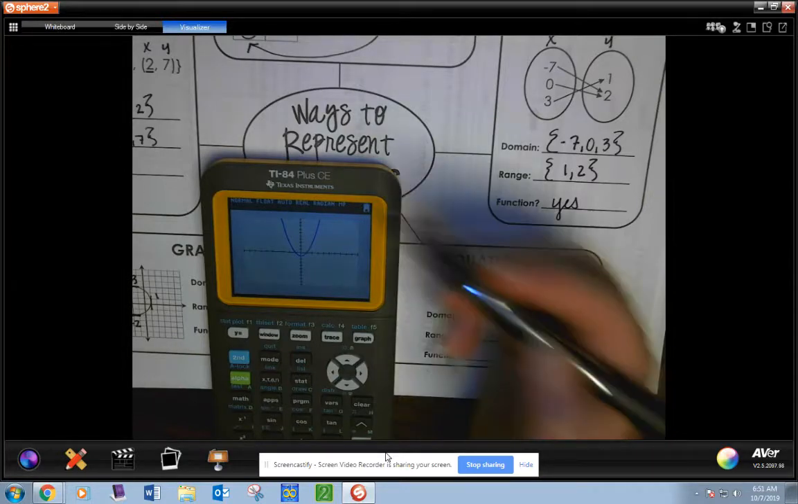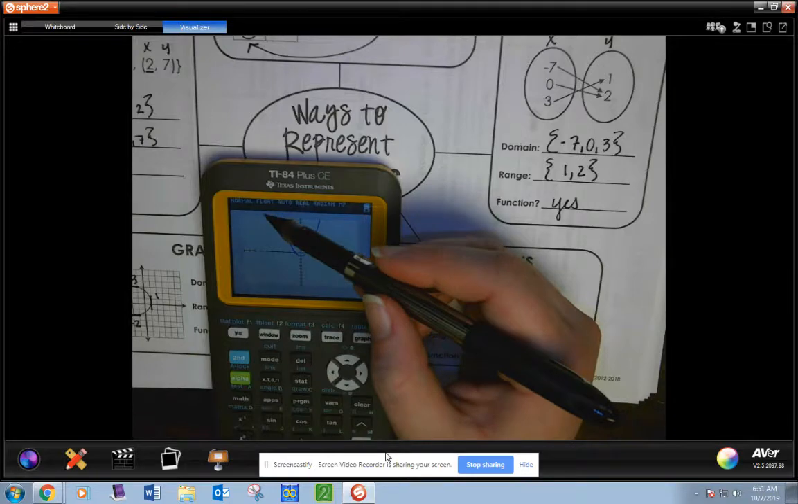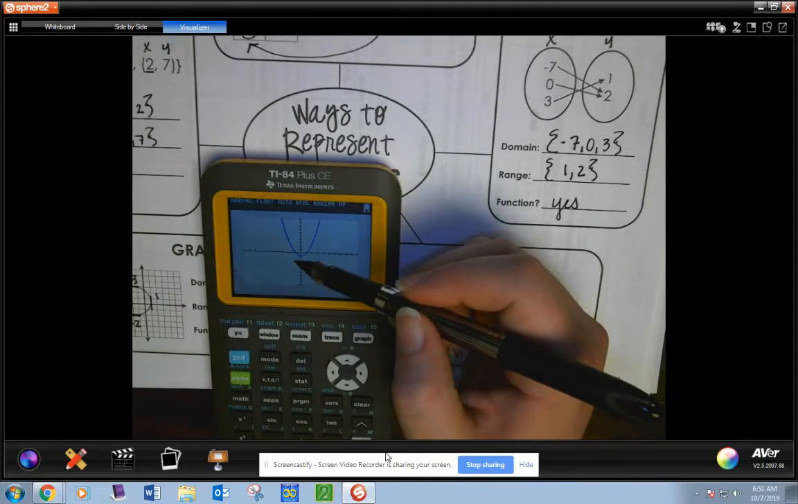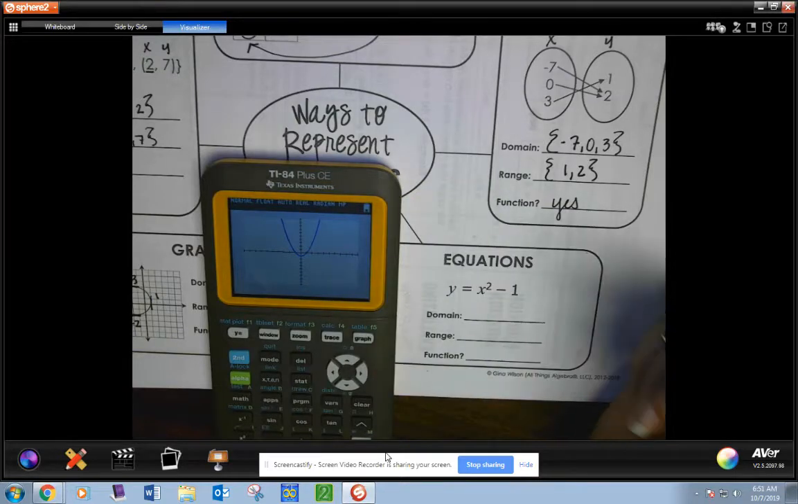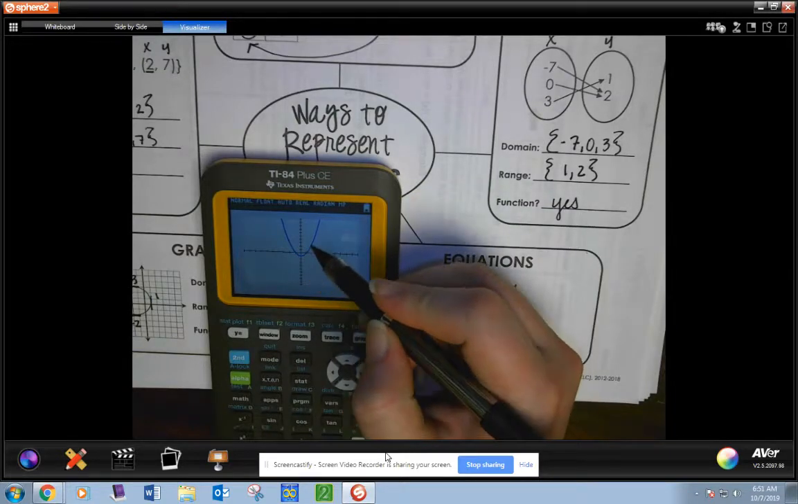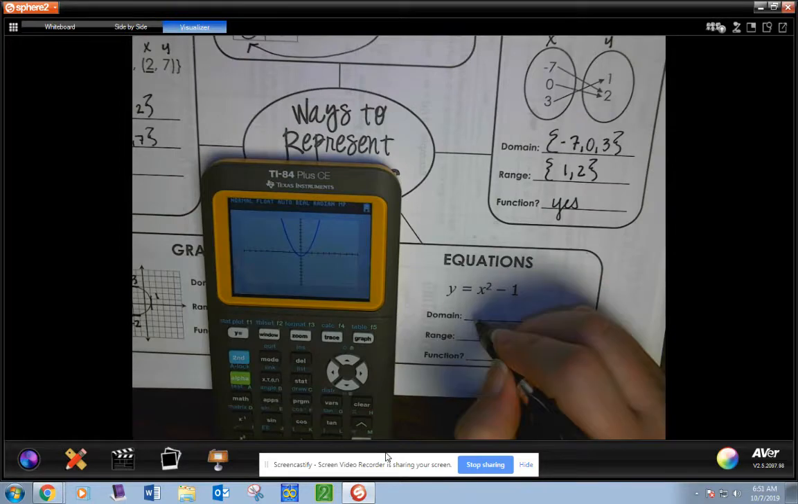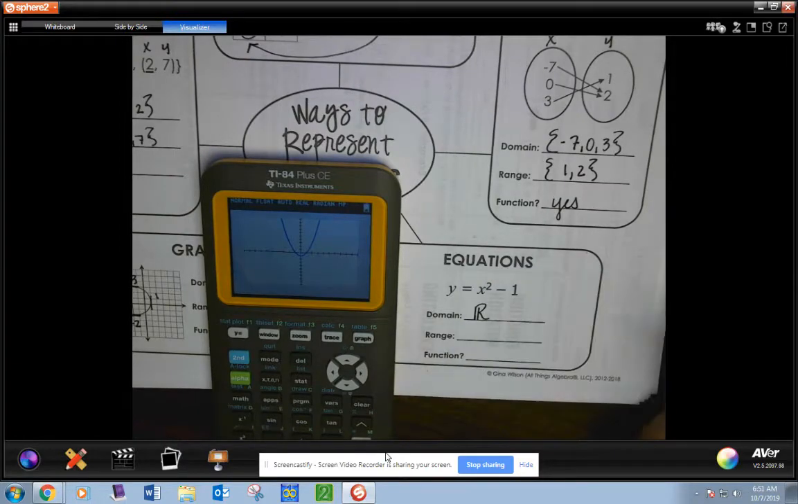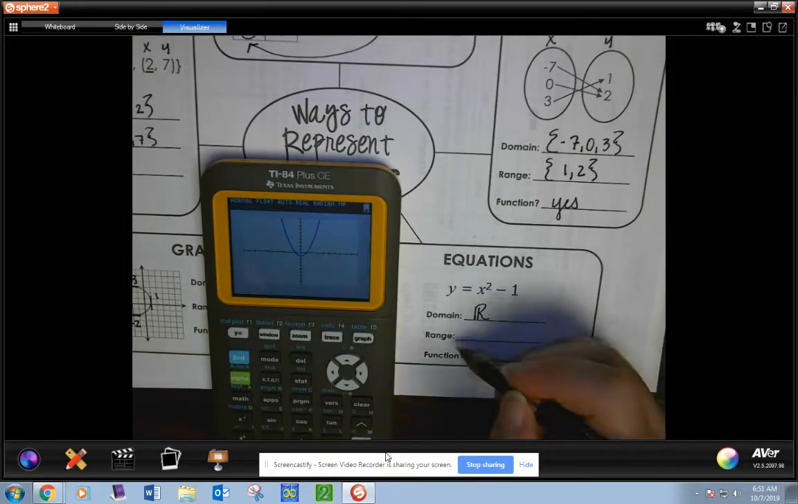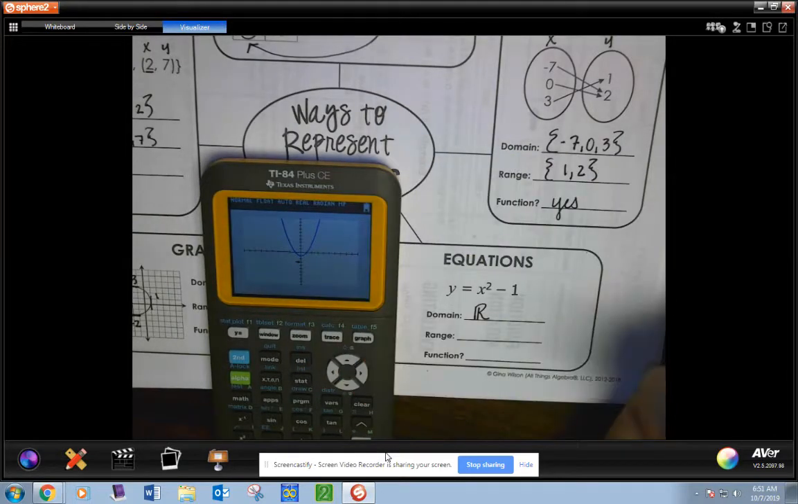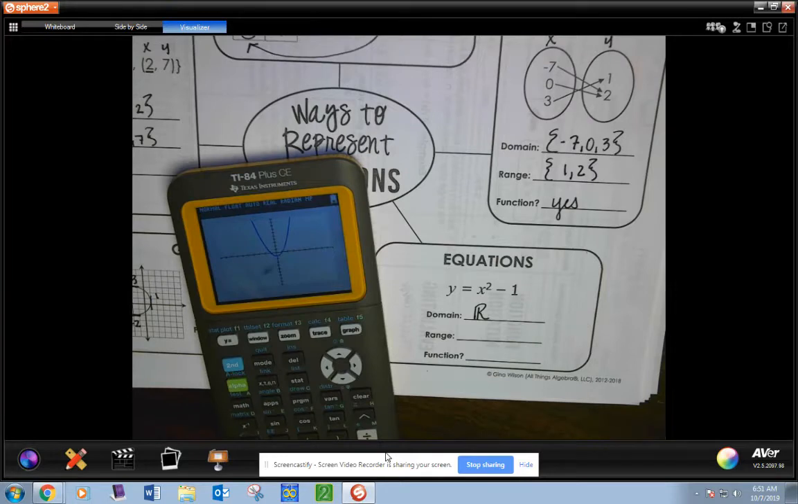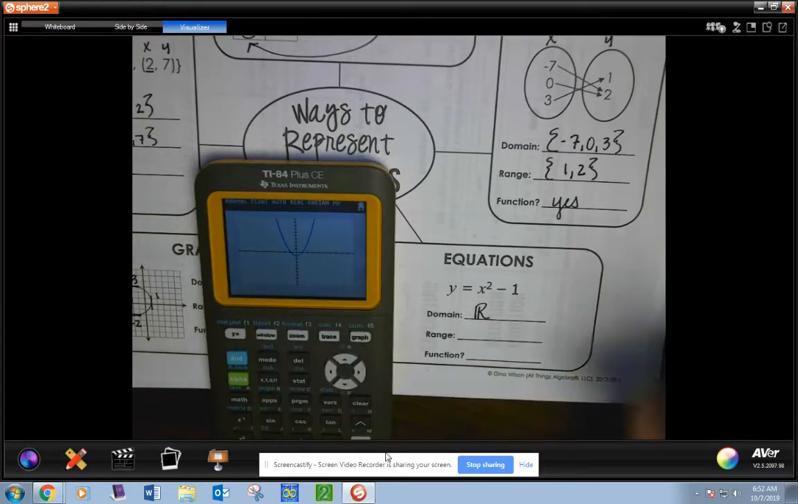So domain, how far left is this graph going to go? Well, if you follow this graph up to the left, it's going to keep going left forever. And if you follow this graph up to the right, it's going to keep going right forever. So my domain is all real numbers. Now for range, if I follow the graph down, the lowest spot is right here at this curve. I know my pen mark didn't hit where it is, so you just have to see how low that goes. And it goes down to -1. So I'm going to put that beside.